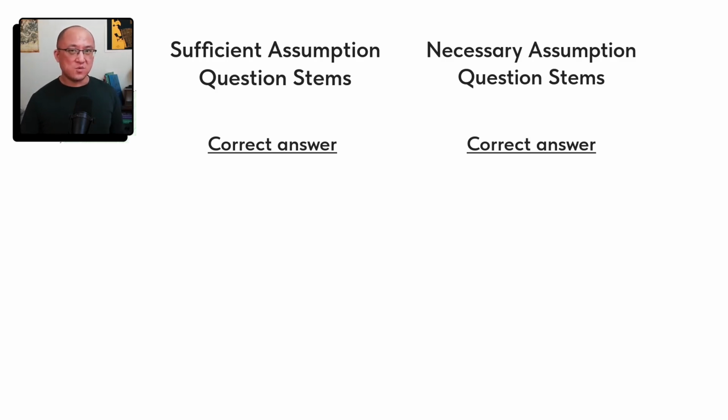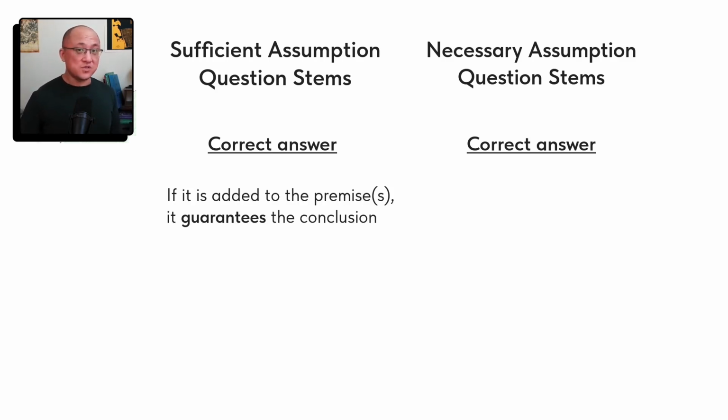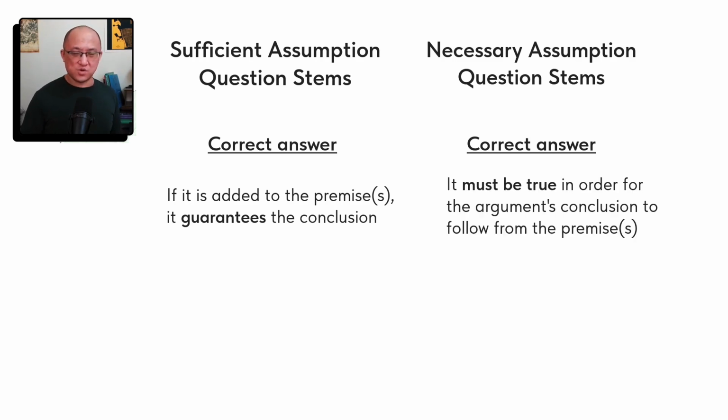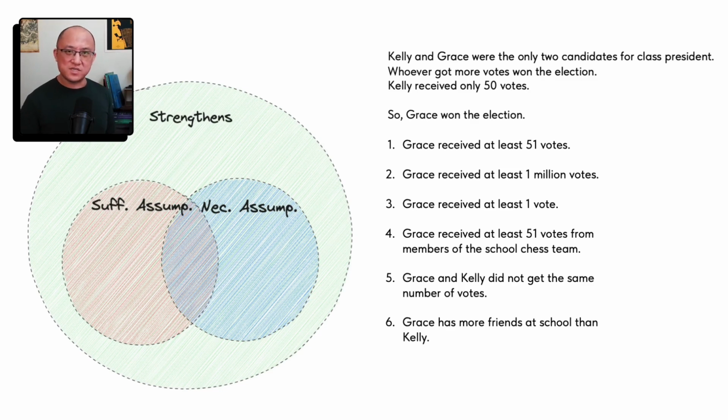For a sufficient assumption question, the right answer is something that, if true, if you were to add it to the argument, would guarantee the conclusion, would 100% prove the conclusion. Whereas with a necessary assumption, the criteria is something that must be true in order for the logic of the argument to work. I think understanding the difference between these two kinds of questions is best approached through examples. So let's take a look at our first example.